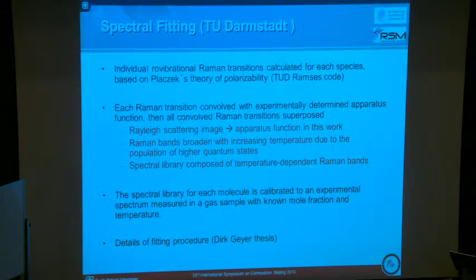Let's have a look at the TU Darmstadt approach. There, as I said, everything is calculated or simulated as well as possible. This is summarized in this Ramses code. Then each of these transitions, I said up to 100 million for CO2, is convolved with the transfer function of the spectrometer, which needs to be measured. And then you get a library, and then you can try this spectral fit. It has been a major part of one thesis 15 years ago.